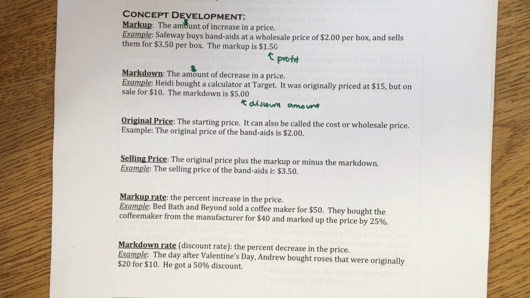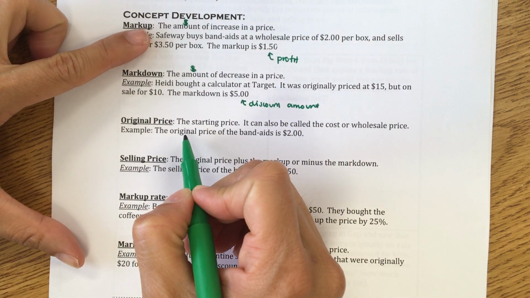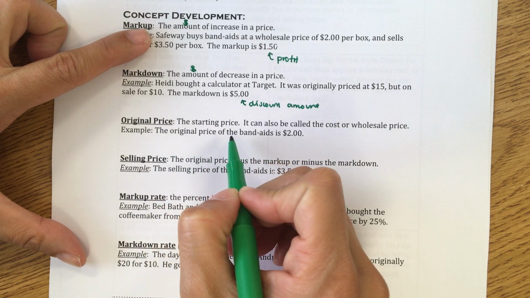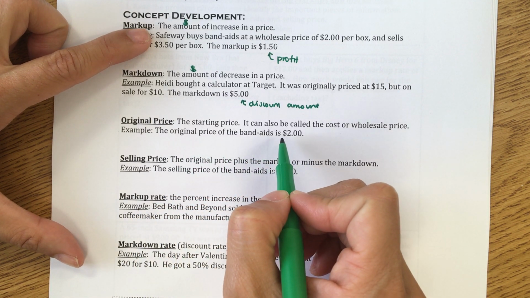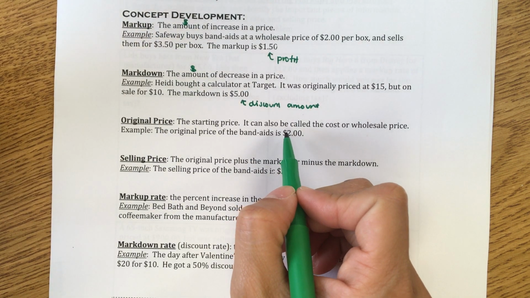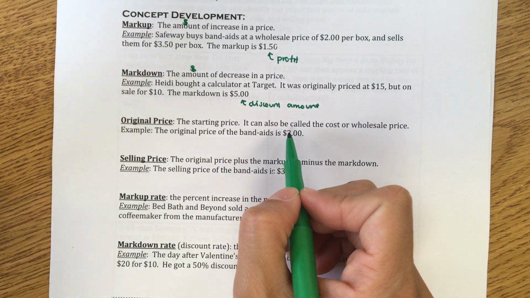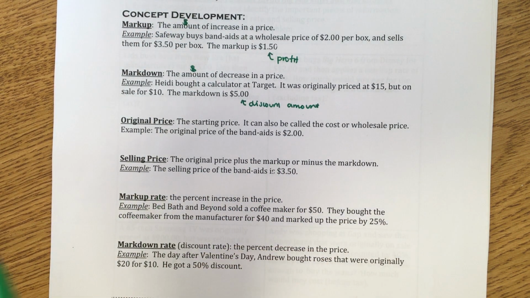The original price is going to be what the starting off price was. It can always be known as the cost or it can be known as the wholesale price. So what someone bought it for before they sold it to you. In this case, if we're taking a look at the Safeway example again, the Band-Aids were bought at a wholesale price of $2. Just FYI, a very famous wholesale place is Costco, because you're buying so many things in bulk.